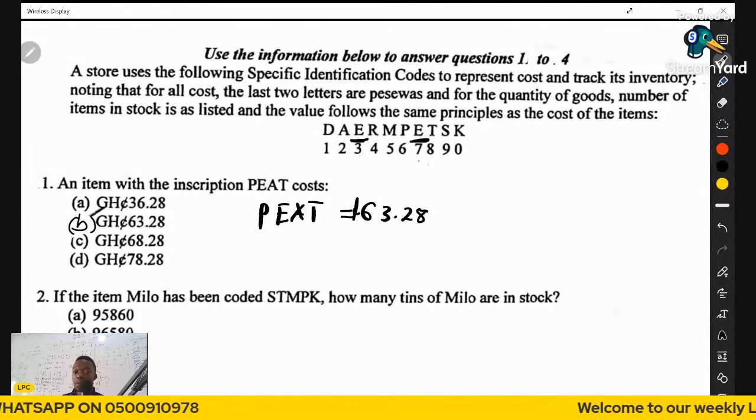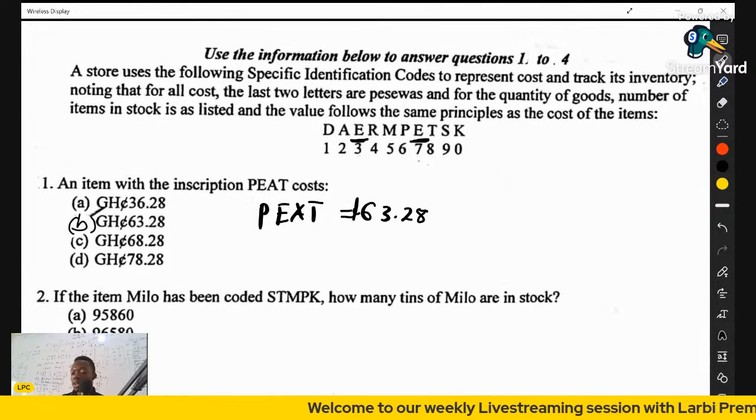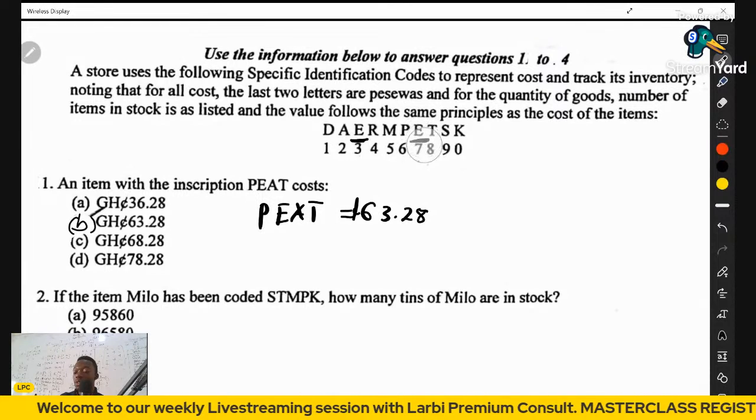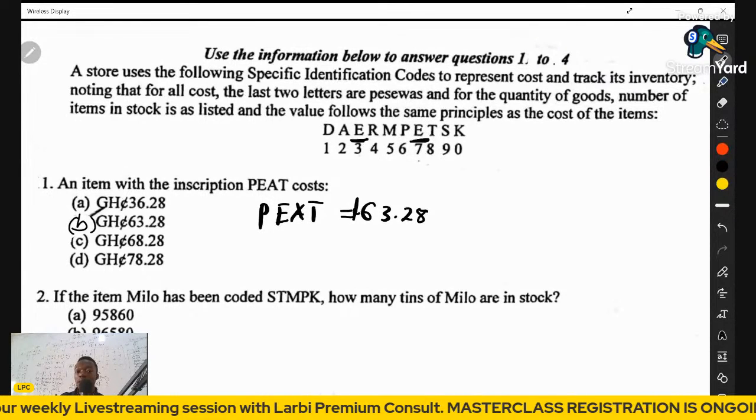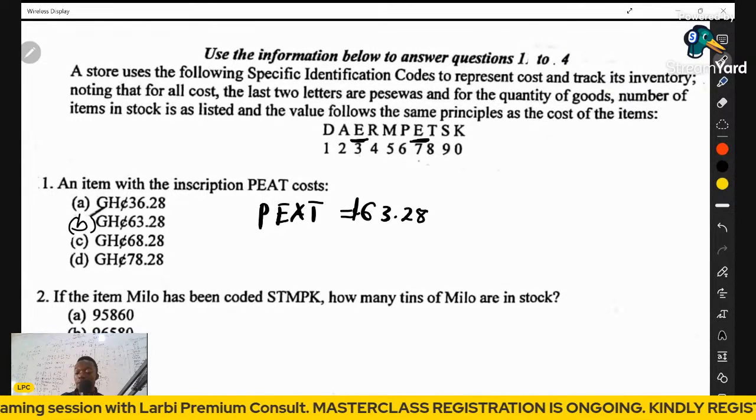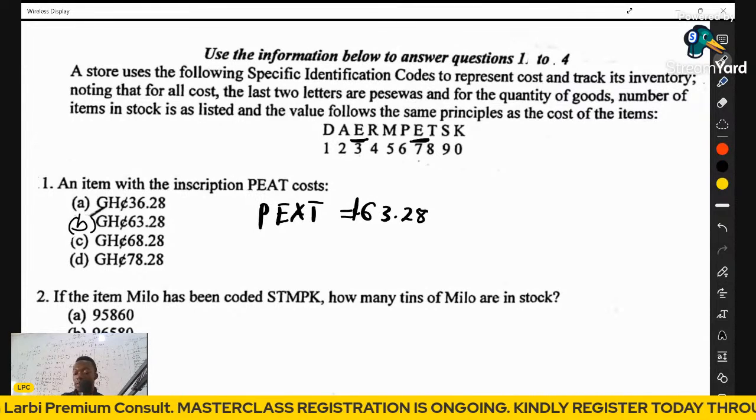63.28. That's the first part of what? The PE80, because of the E part. So once we have gotten that, we also take into account the second E and see which of the multiple options that we see here will be found. I believe that is fine.